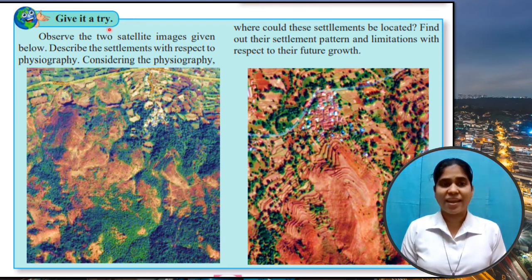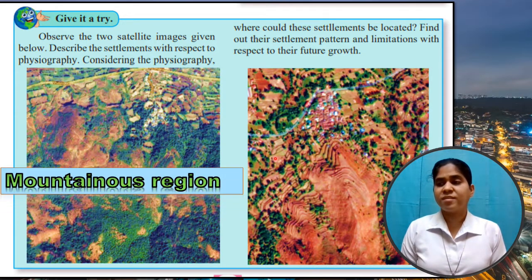Give it a try. Observe the two satellite images given below. Describe the settlements with respect to physiography. Considering the physiography, where could these settlements be located? Find out their settlement pattern and limitations with respect to their future growth. So these are the two satellite images.